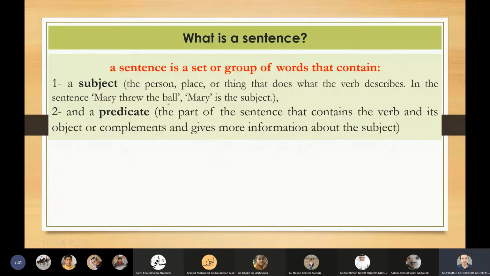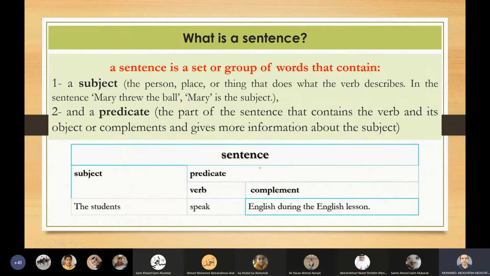So what about the completion of the sentence? This is called in English a predicate. And a predicate is the part of the sentence that contains the verb and its object or complement and gives more information about the subject. In the predicate, we know some details. You can add more information about the subject. So any sentence in English should have a subject and a predicate. At least a subject and a verb.